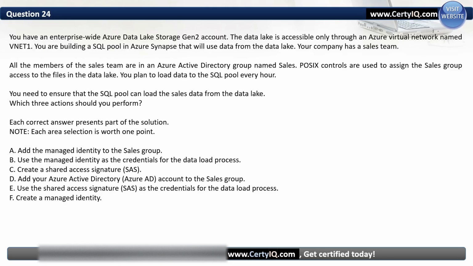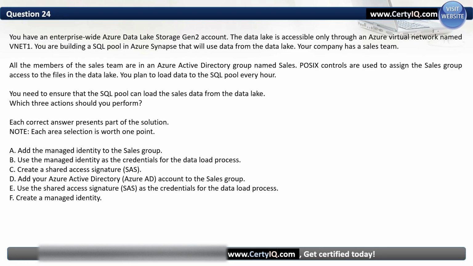Which three actions should you perform? Each correct answer presents part of the solution. Note, each correct selection is worth 1 point. The correct options are A, B and F.